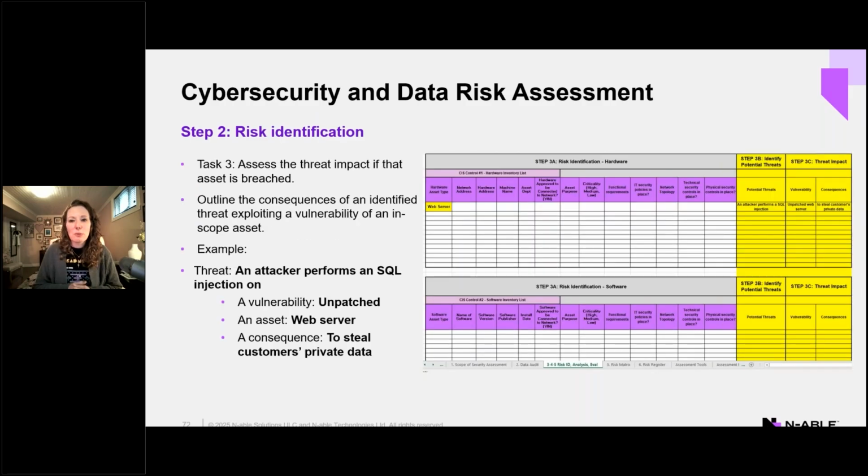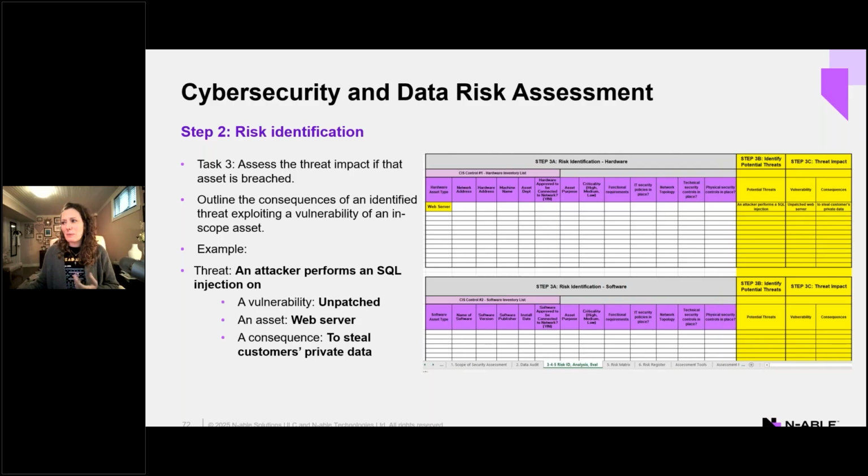And then the last task, what we need to do is outline, for the prospect, what could go wrong, right? Once you've identified the threats facing the prospect's organization, we have to assess the potential impact. This involves specifying what could be the consequences of an identified threat exploiting a vulnerability of an in-scope critical asset. Just keep adding on to the spreadsheet here, the screenshot.